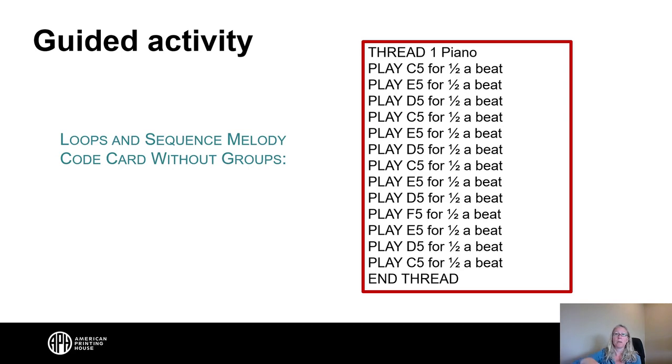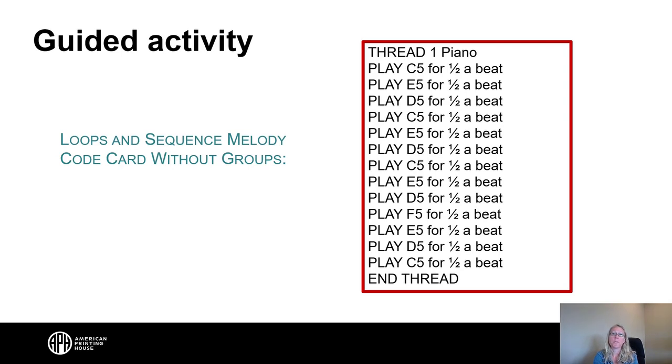So it says thread 1 piano, play C5 for half a beat, play E5 for half a beat, play D5 for half a beat, play C5 for half a beat, play E5 for half a beat, play D5 for half a beat, and so on. And students, as they read down this, will start to notice places where it makes sense that a pattern repeats. It's not going to be consistent. All of it is not repeating. There are things that come before or after that are repetitious. This will save the number of play pods needed if they can lump them together in a loop pod.